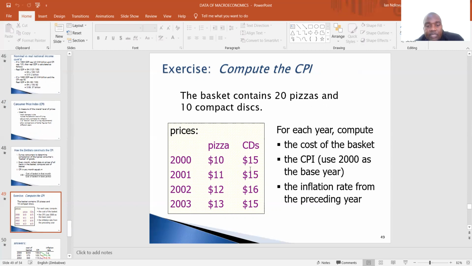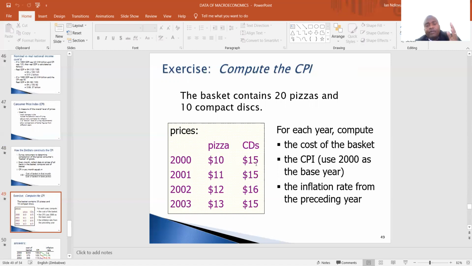If we assume that the base year is 2000, now to calculate the CPI of any particular year, you will simply be multiplying. To calculate the CPI of, say, 2000 itself, it will be 20 multiplied by 10, which is 200, plus 15 multiplied by 10, which is 150, which gives us 350. 350 divided by 350, since we are in the base period, we get 100.